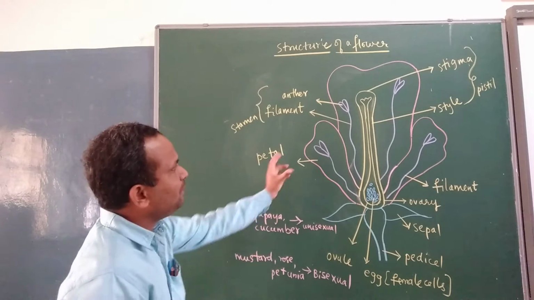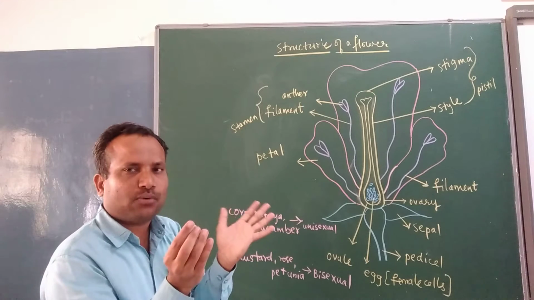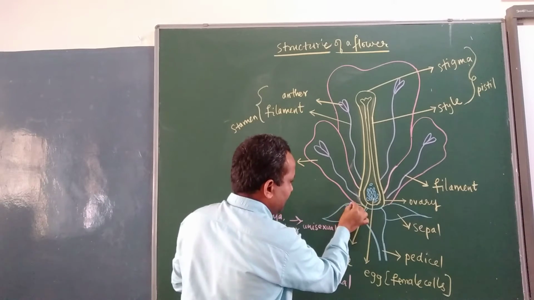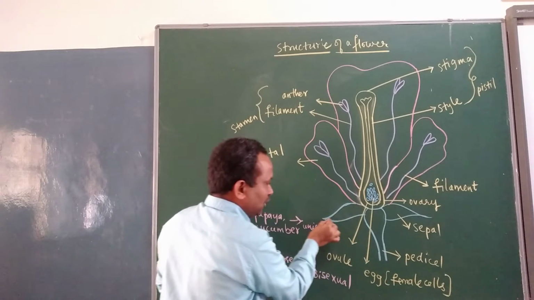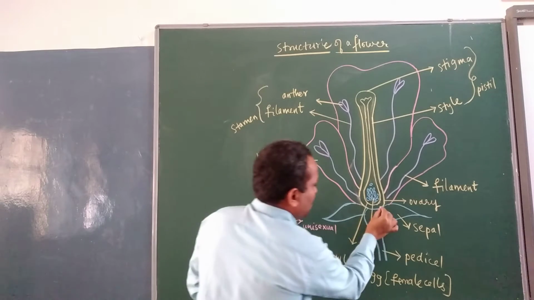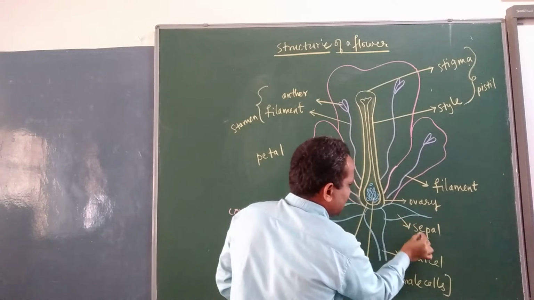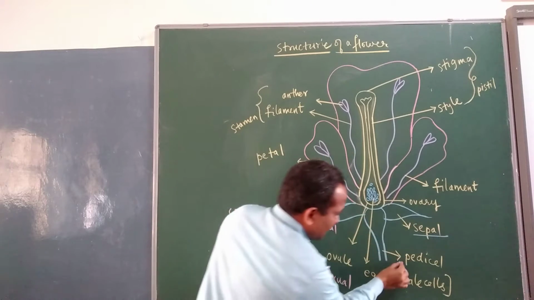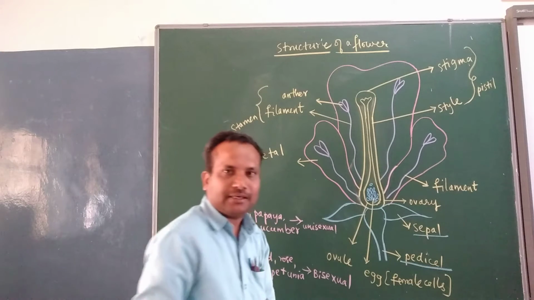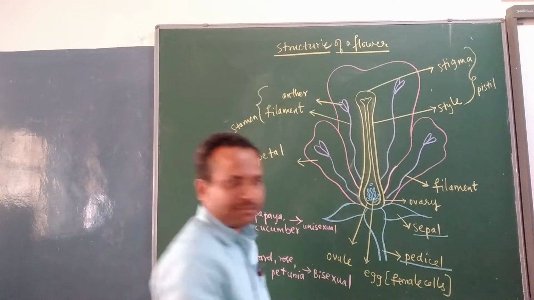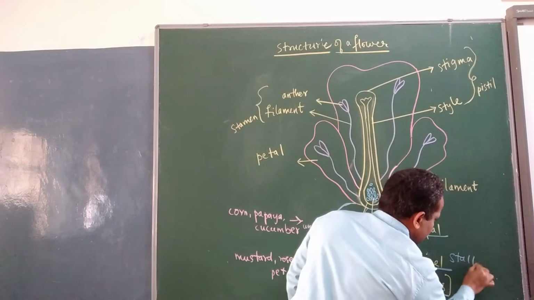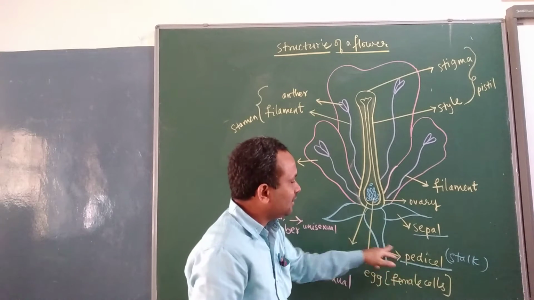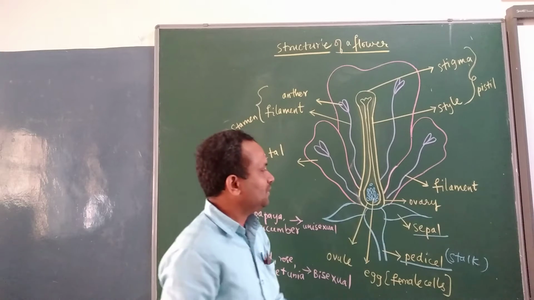Then, after petals, the outer coverings, okay children, outer colorful petals, we have here green color, like small leaves. These small leaves, we call them sepals. Sepal is continued with the pedicel. Pedicel is also called the style.